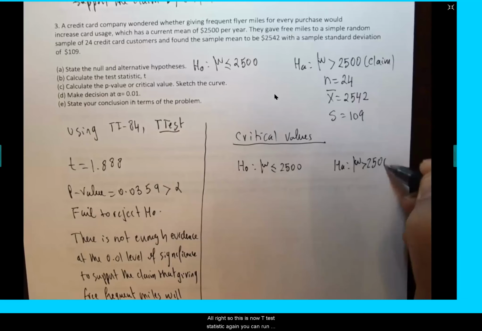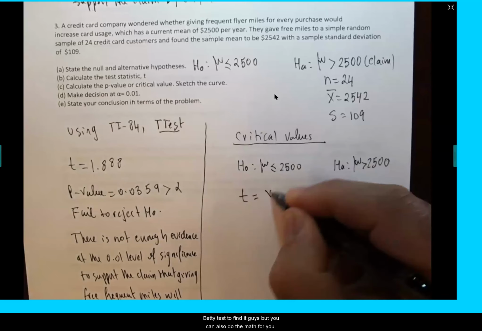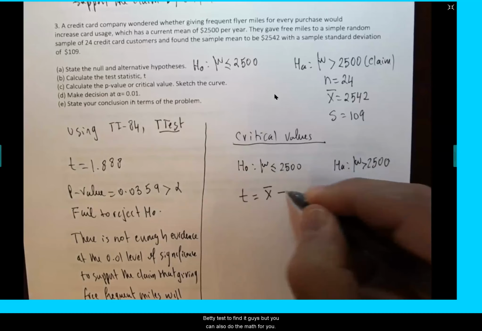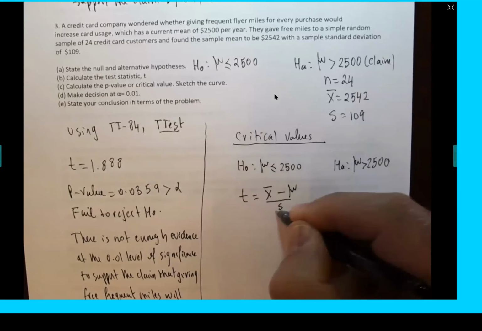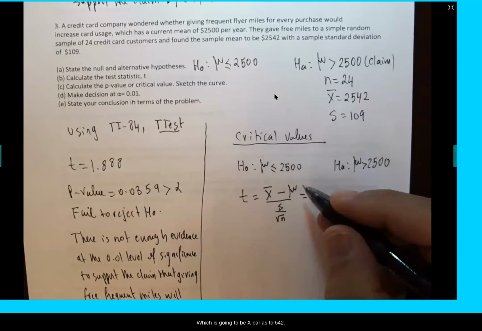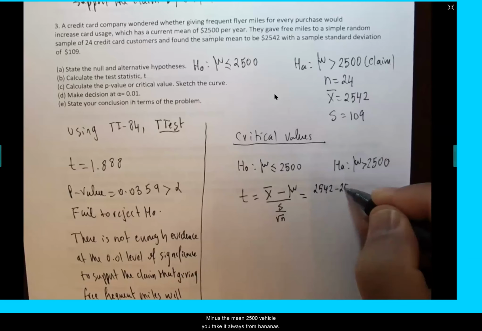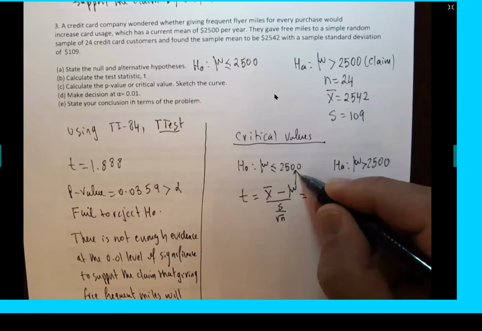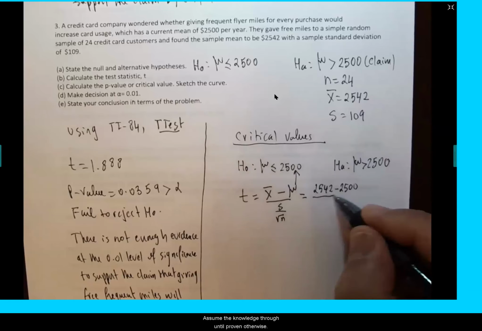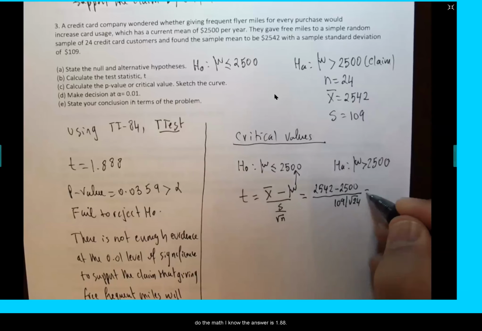All right, so this is now the t-test statistic. Again, you can run the t-test to find it, guys, but you can also do the math here, which is x bar, 2542, minus the mean, 2500. You take it always from the null. Assume the null is true until proven otherwise. 109 divided by the square root of 24. And guys, I'm not gonna do the math. I know the answer is 1.888.